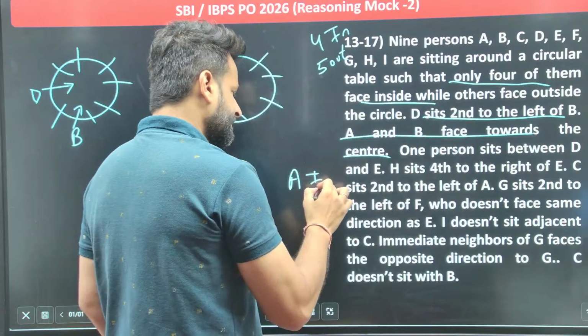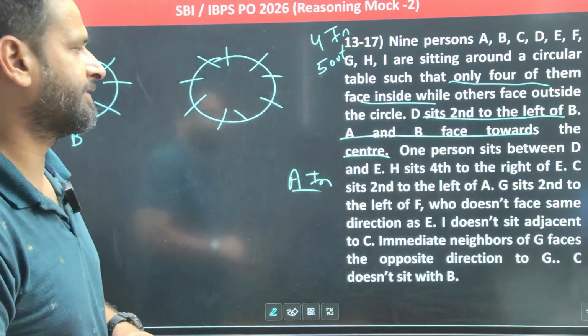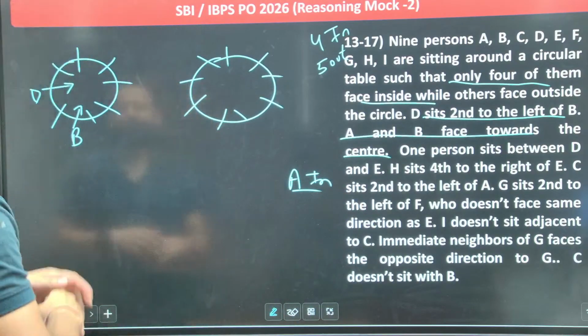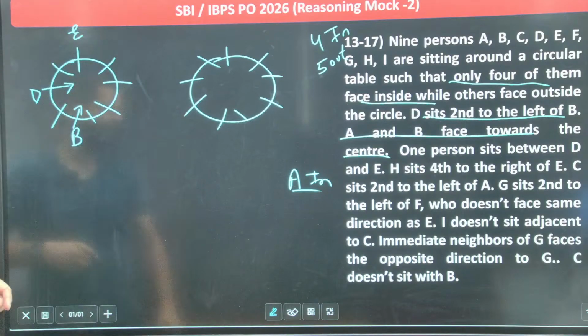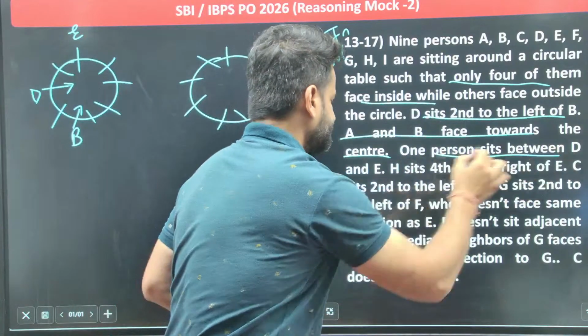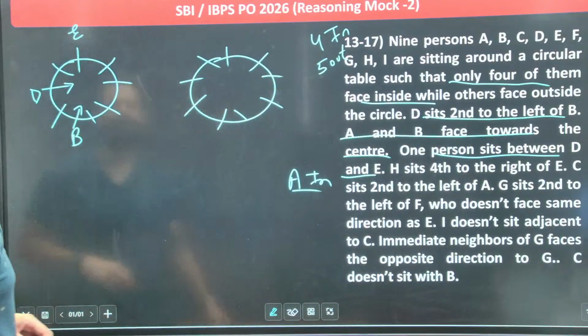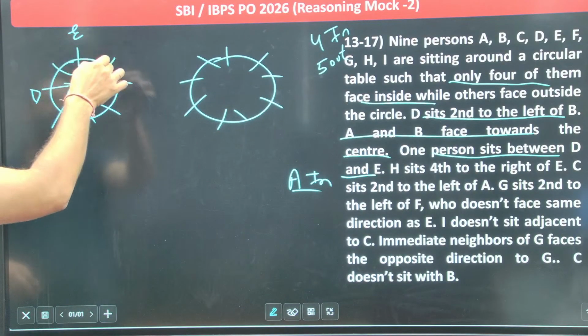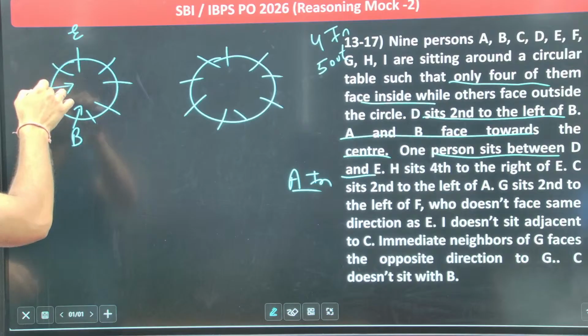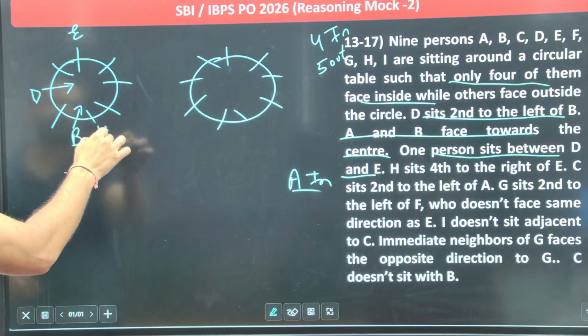So let's write A is facing inside, just for our reference. One person between D and E. This is D, so it has to be E. This condition is done. H is fourth right of E. This is E, 1, 2, 3, 4. Possible. 1, 2, 3, 4. Not possible. So this will be H.